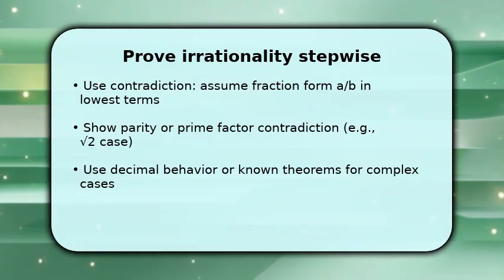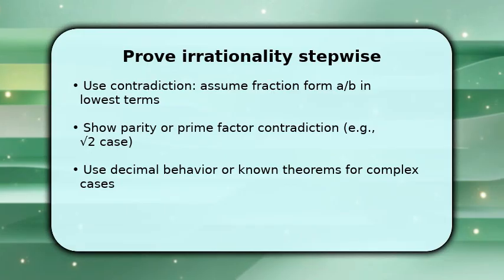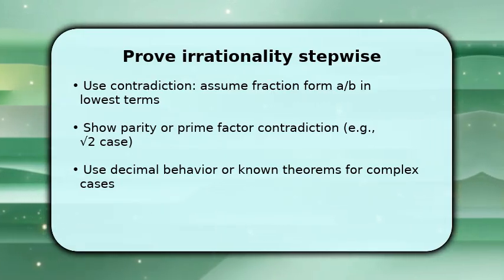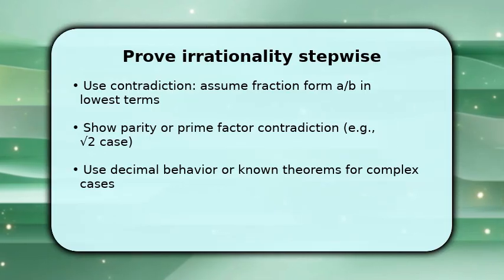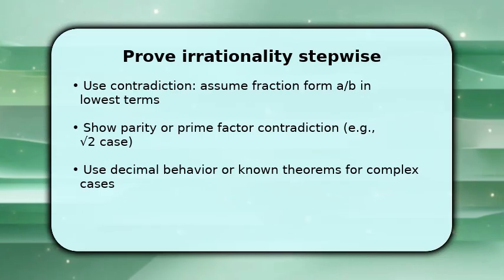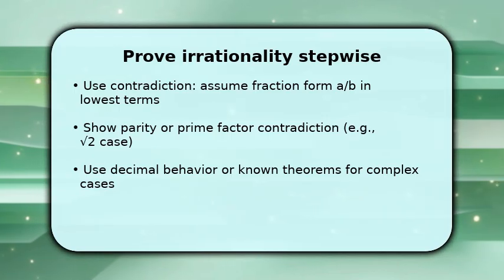Begin by assuming the opposite. Suppose the number equals a/b in lowest terms. Next, manipulate algebraically to reach a contradiction. Often parity or prime factor arguments reveal impossible equalities, as in the classic square root 2 proof. Once you derive that both numerator and denominator share a factor, the assumption fails, proving irrationality.